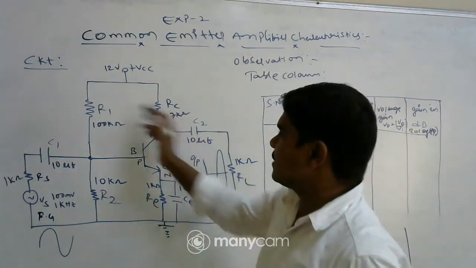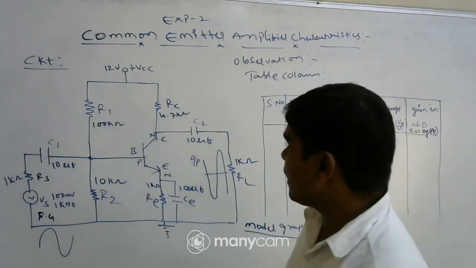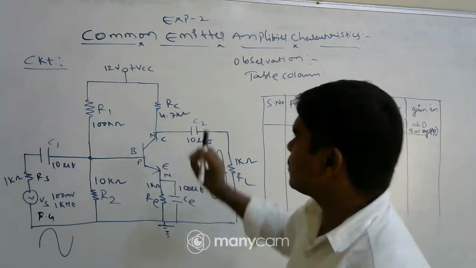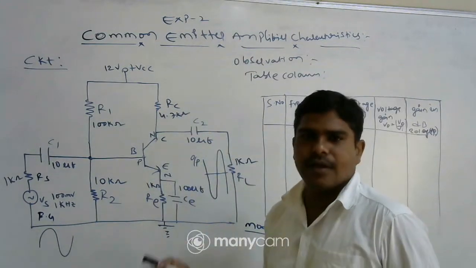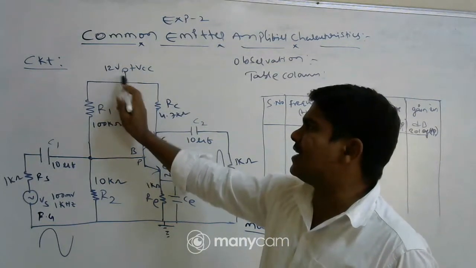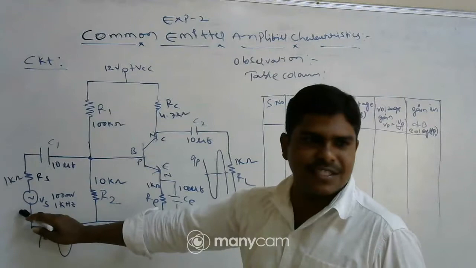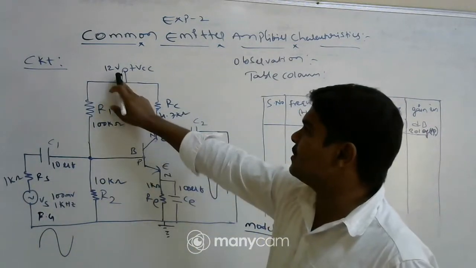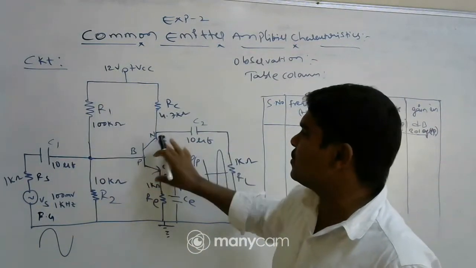So we have to take these components properly, and we have to design the common emitter amplifier. This one is a bias voltage. Make sure this is the DC voltage and this one is the AC voltage. By using this DC voltage, we are making the transistor operate in the active region.